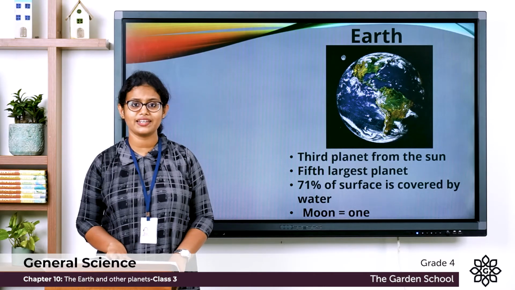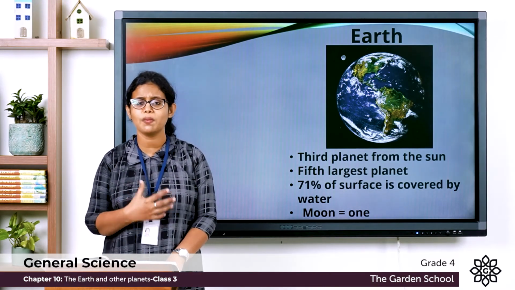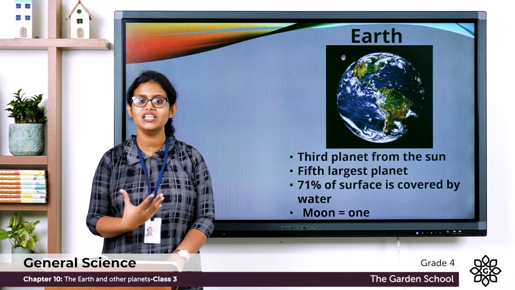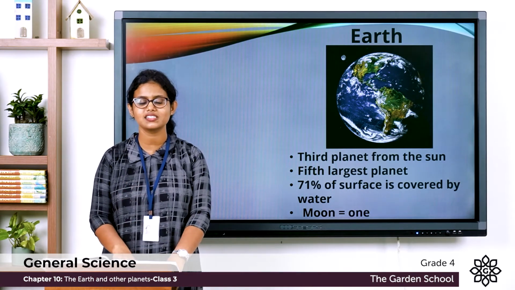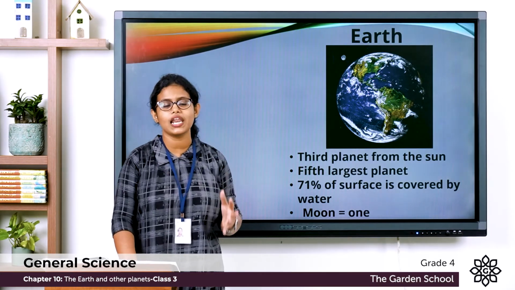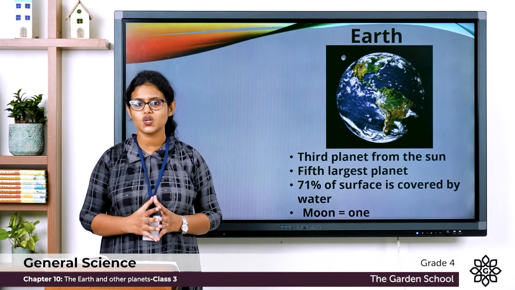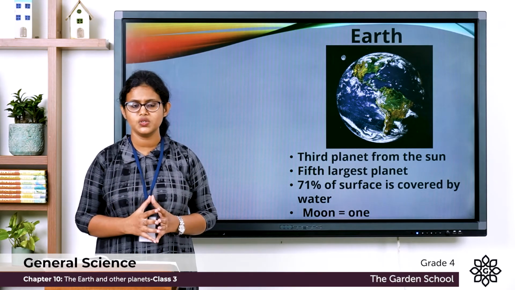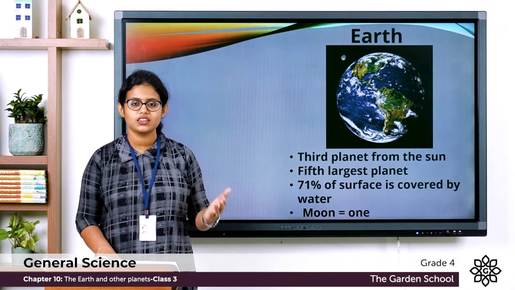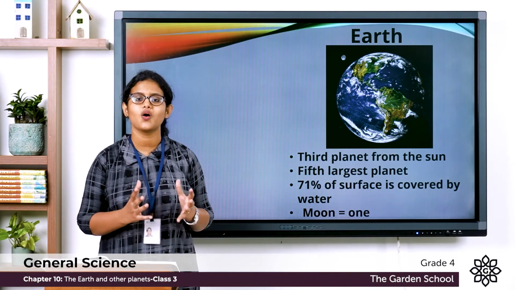Then which is the next planet? The next planet is our Earth. So what is special about Earth? It is our home. It is the planet where we live. It is the only planet where life exists. It is the 5th largest planet in our solar system. This is also called the water planet. Do you know why Earth is called the water planet? Because 3/4 of the Earth's surface is covered with water.